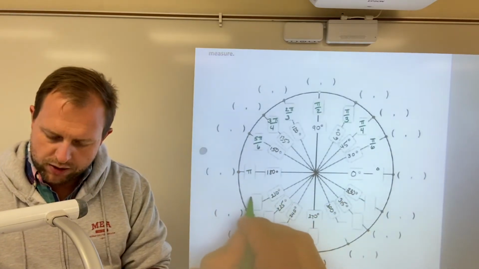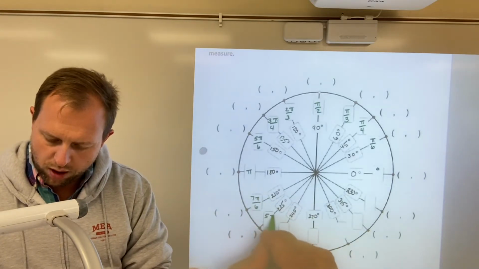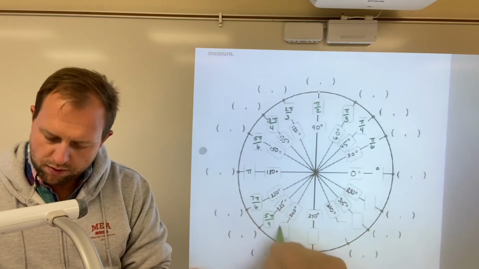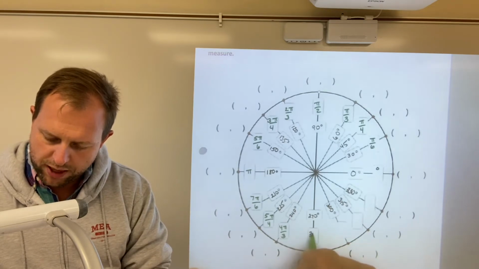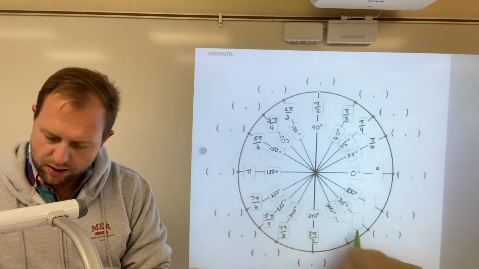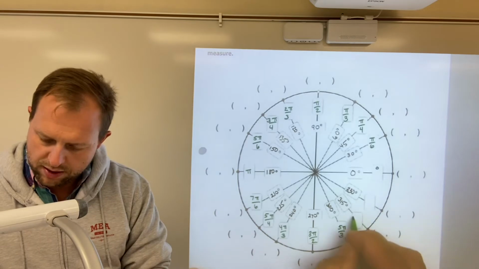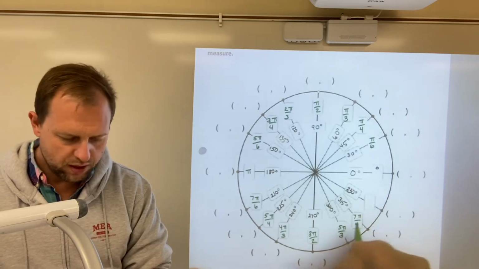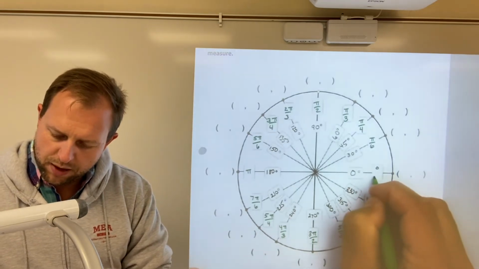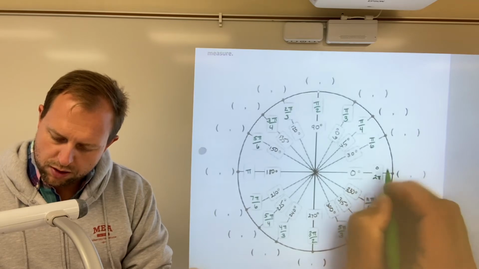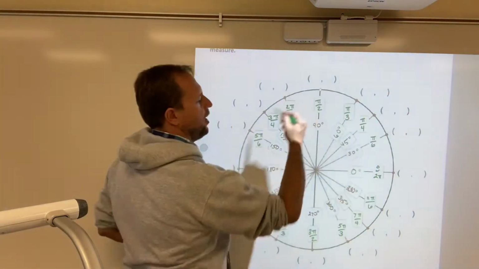Then we keep on going. 210 is 7 pi over 6. We get 5 pi over 4. 4 pi over 3. 270 degrees is 3 pi over 2. Then for the last one, 300 is 5 pi over 3. 7 pi over 4. 11 pi over 6. And it comes back around to 2 pi. So we have 0 or 2 pi, depending on as we go around the circle.